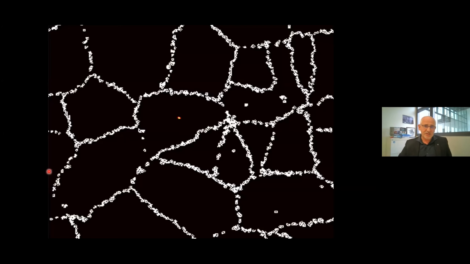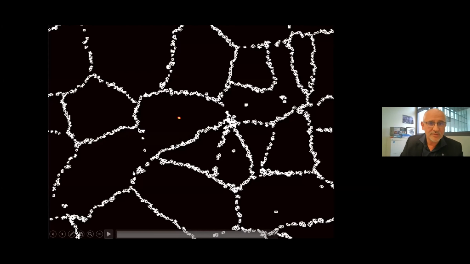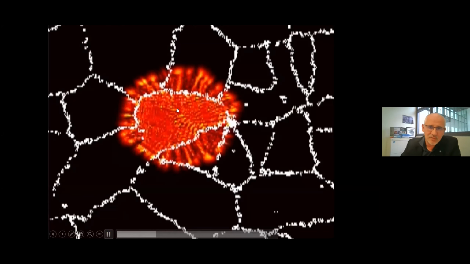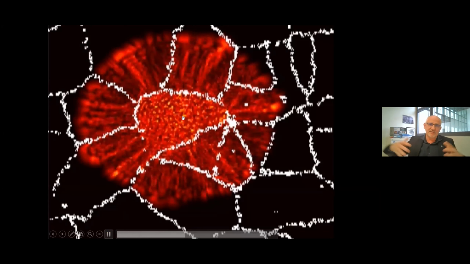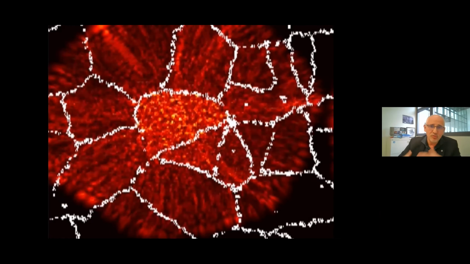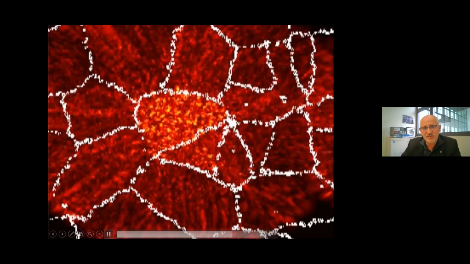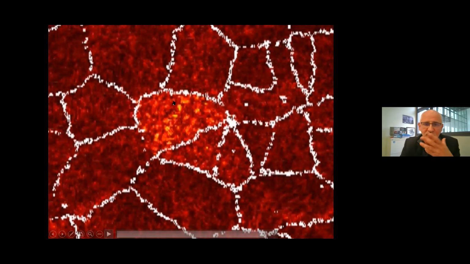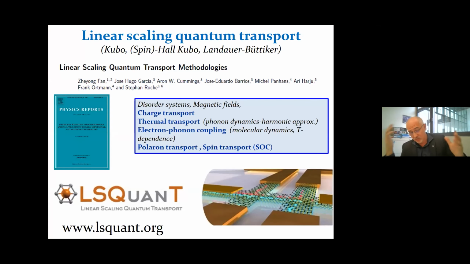Here I show some pictures, some movie. So this is an electron injected in the center of a grain boundary, and then you look at how the wave packet moves along this polycrystalline graphene, and you see that the situation is kind of complex because you have some type of confinement of the wave packet inside the initial grain, while you also have some part which moves away. So it's not so easy to estimate the transport length scale in such a complicated material.